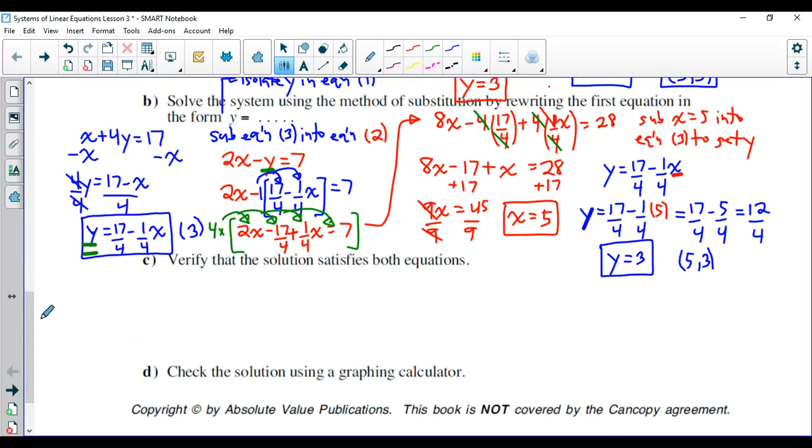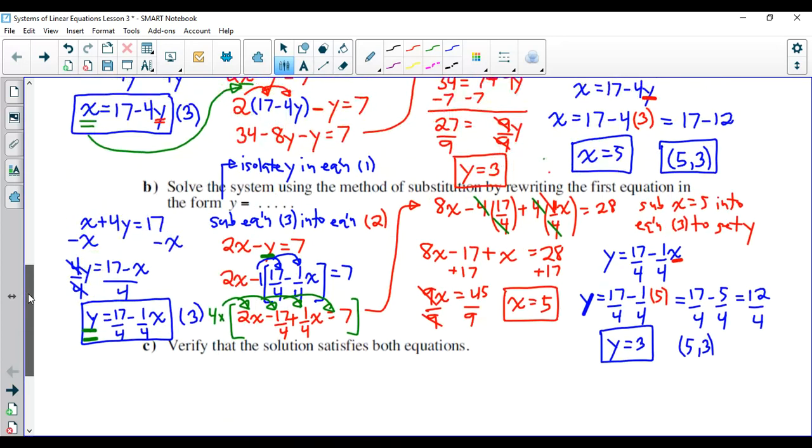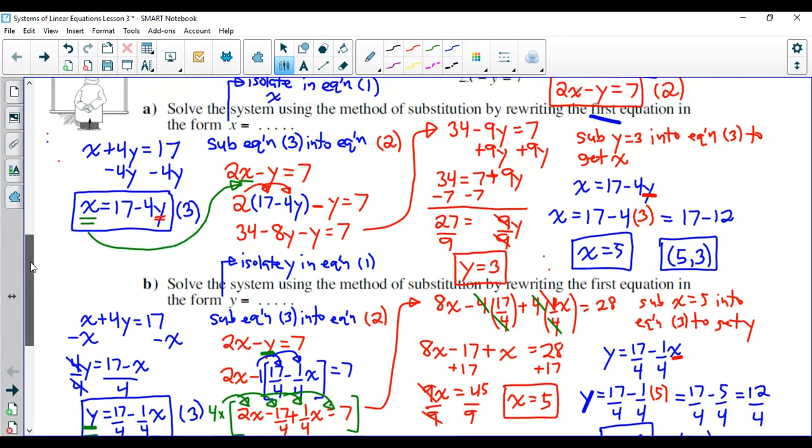Okay, C says verify that the solution satisfies both equations. So what we need to do is plug x and y into the original equations and just make sure that both sides of the equation balance. So let's write down the two equations.